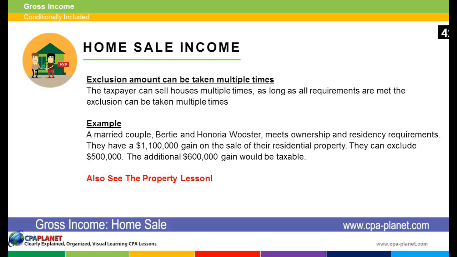Okay, so we got an example here. Bertie and Honoria Wooster. They meet the ownership and residency requirements. They have a $1.1 million gain on the sale of their mansion. They can exclude $500,000 because they're married. The additional $600,000 gain would be taxable even though they met the requirements. See the property lesson for even more details about this, but that's the rule. So just remember these rules for income.